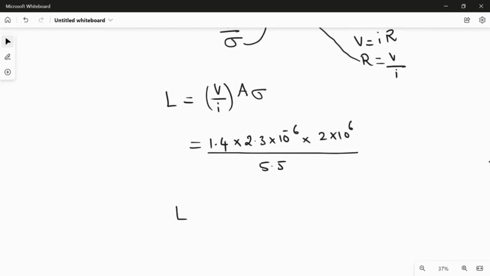If you calculate all these, we will get the length of the wire as 1.17 meter. So this is the answer for this question.